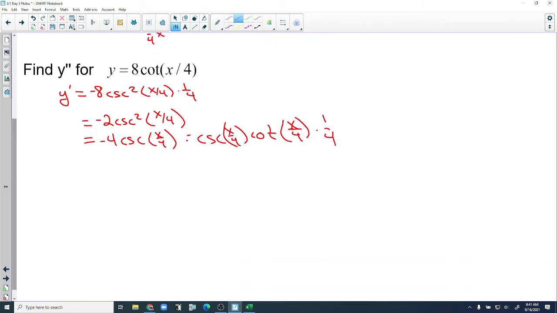So that's the derivative. We can clean this up a little bit. 1/4 of 4 is 1. Negative times a negative is a positive. So cosecant squared of x over 4, cotangent of x over 4. There it is. It cleaned up rather nicely, I think. Questions on that? That's a rough one. That's 3 nested functions there.